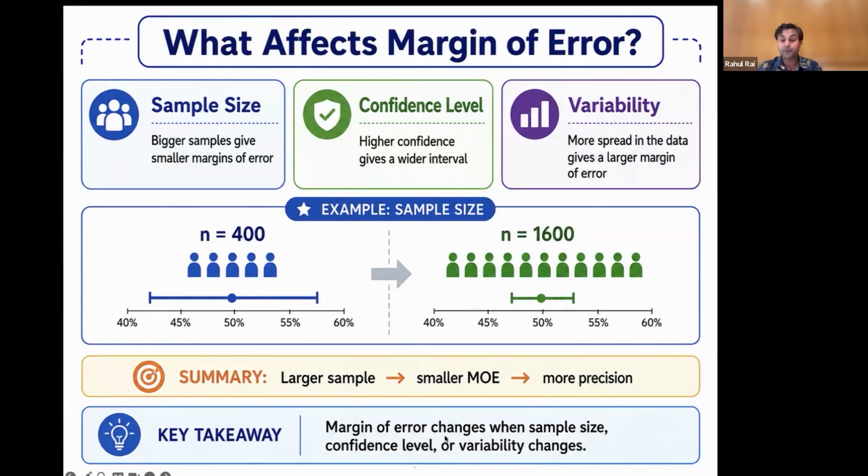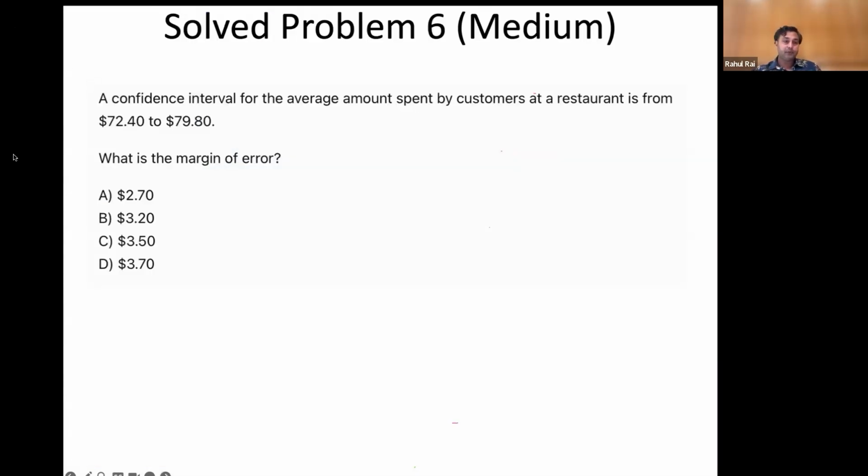Okay, so margin of error changes when sample size, confidence level, or variability changes. These are some of the main concepts that I wanted to discuss. Based upon practicing some of the other problems, we will try to learn various different aspects about this overall topic. So again, in order to solve this problem, what is margin of error?